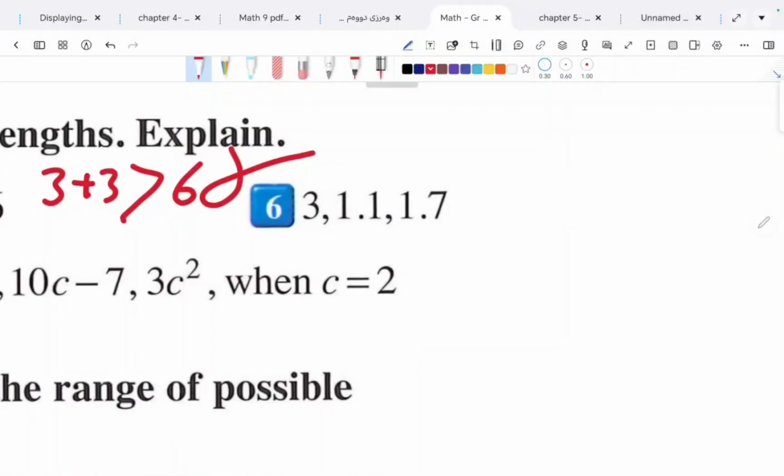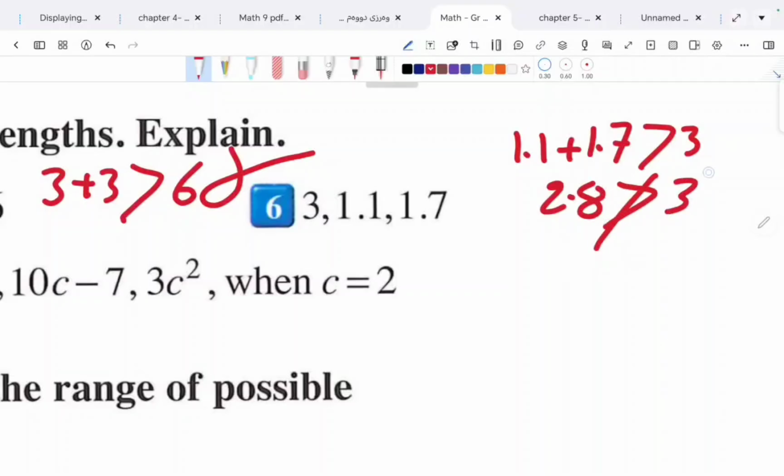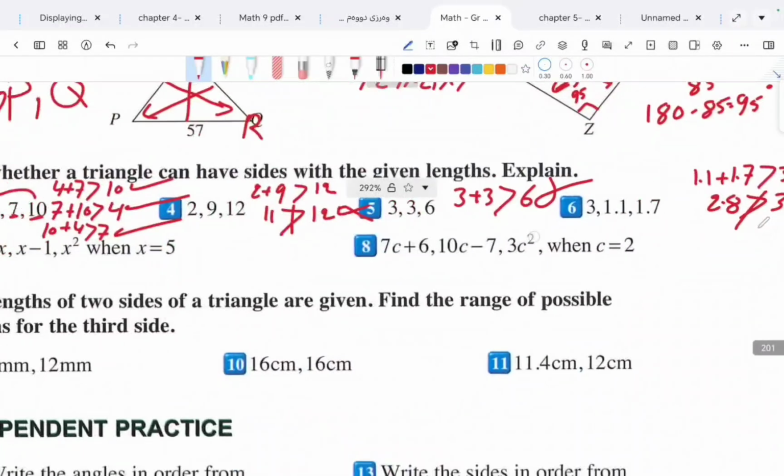Question 6, we have what? We have 1.1. The first case is true, but the second one, 1.1 plus 1.7, is it greater than 3? Let's see. When you add them, it will be 2.8. It's not greater than 3. That's why it's not correct.